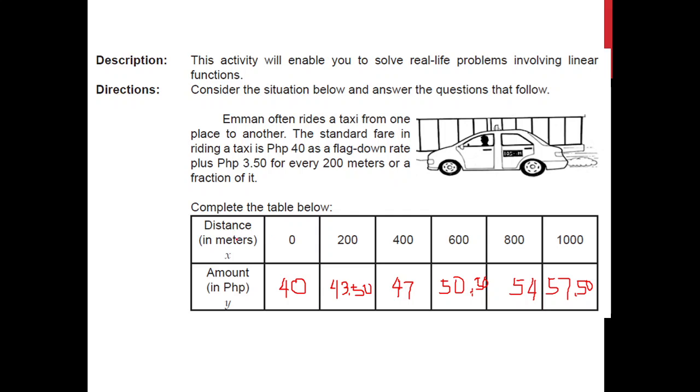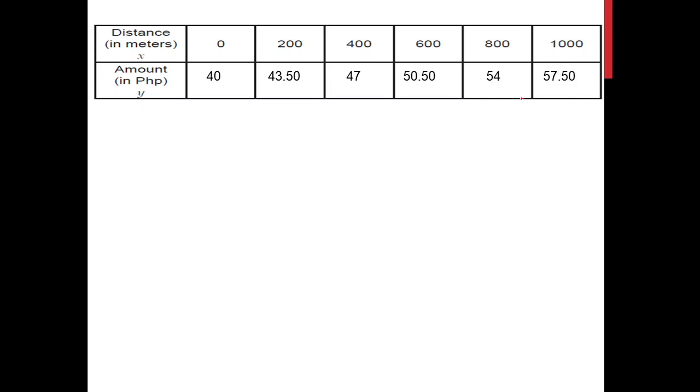Again, first you need to determine the independent and dependent variable. From here, our independent variable would be the distance traveled. Now the dependent variable will be the fare, the amount. This will be our dependent variable. This varies depending on the distance traveled by the taxi. Based from here, I created a table of values. Now from here, we can create our equation.